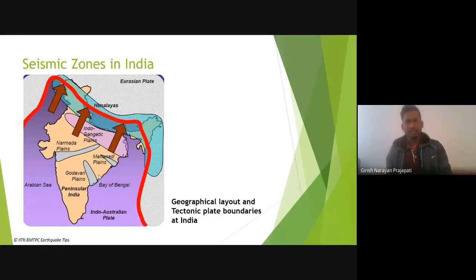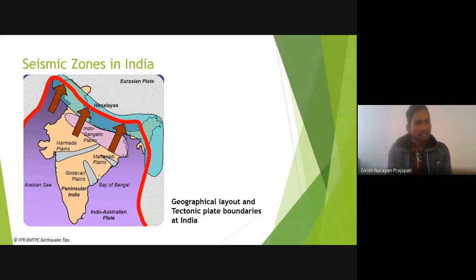So we have learned about the basics of earthquake engineering, like how the earthquake occurs, what the different kinds of faults are, the seismic waves, what the different kinds of seismic waves are, how we measure the earthquake, and what the magnitude and intensity of an earthquake are.